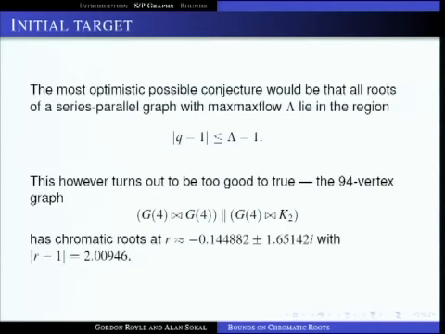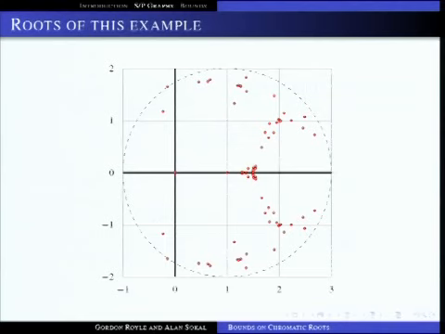But it's not true. Here's a 94 vertex graph, G4 as defined on the previous slides, series G4, and then parallel with G4 series K2. You can convince yourself that it's got max flow 3, but it has a chromatic root which is not within that circle. And just to really convince you, I drew the roots of that graph, and there it is, look. Way out. So q minus 1 less than or equal to lambda minus 1 is not going to work.